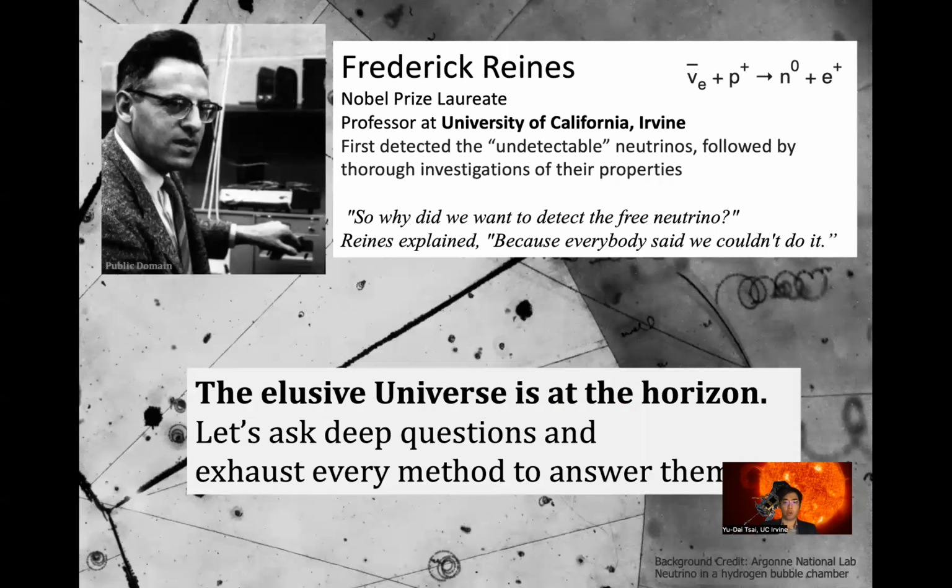Okay, so if you think finding dark matter is a scary task, so difficult to achieve, let me remind you of Frederick Reines. He was a professor at the University of California, Irvine, which I'm from. And he first detected the so-called undetectable neutrinos, followed by a thorough investigation of their properties.